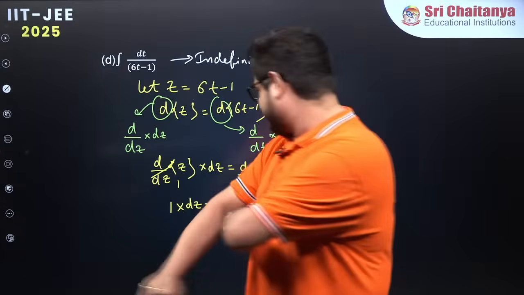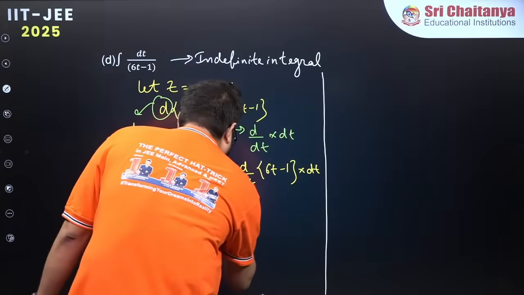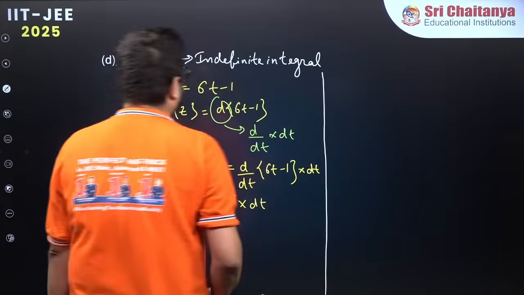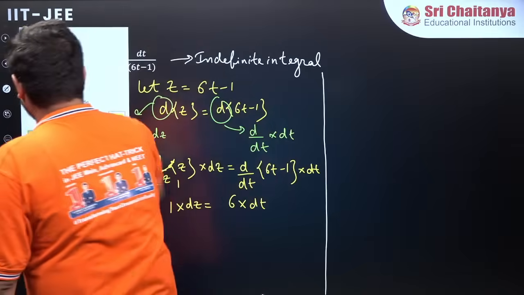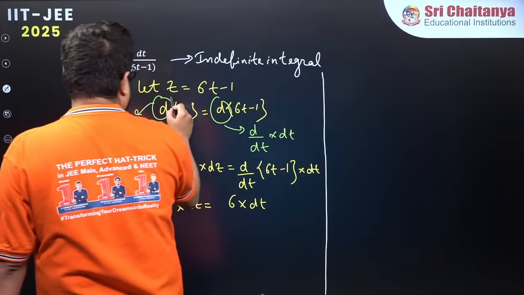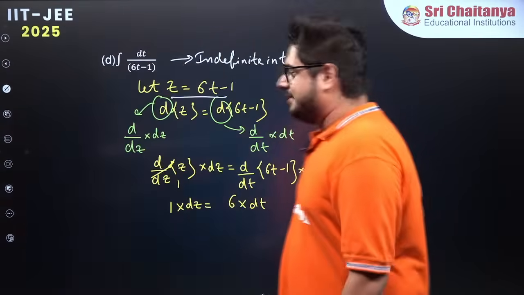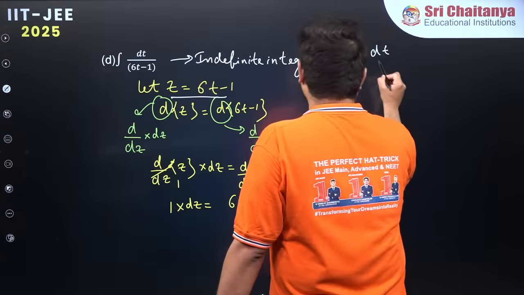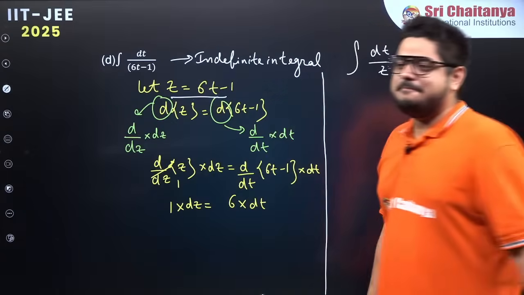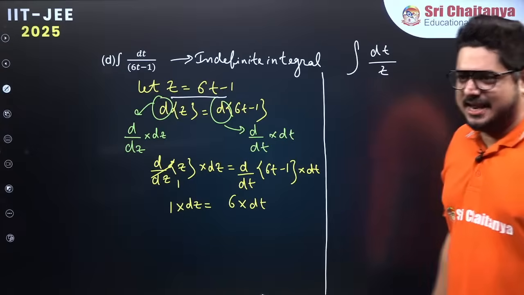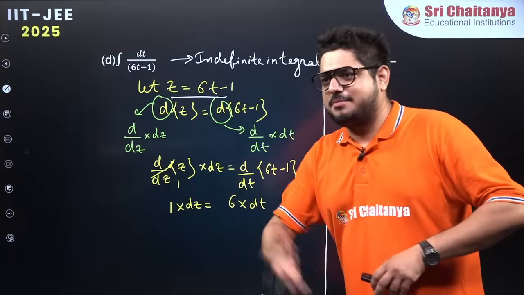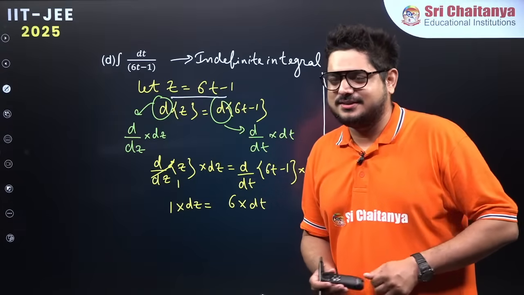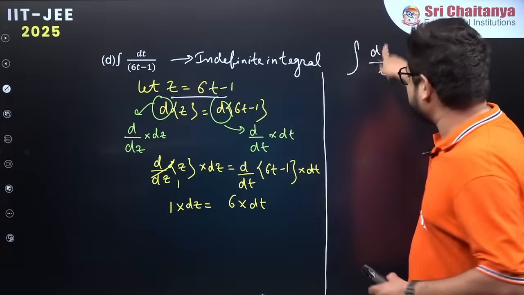6? Yes, 6, correct. So it is going to be 6 into dt. Everyone, pay attention. I have already chosen that z is equal to 6t minus 1. Then the integration would have become integration of dt by z. Is it possible, say, for those who are new over here? What do you think, yes or no? Do you think that this integration, dt by z, is possible?